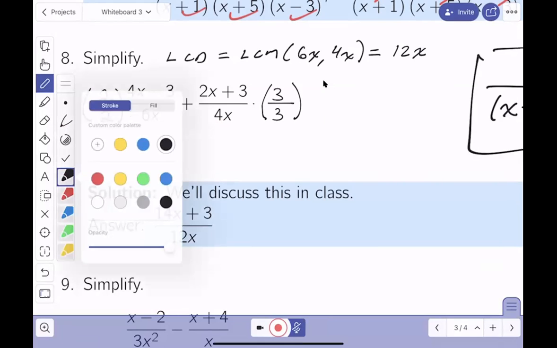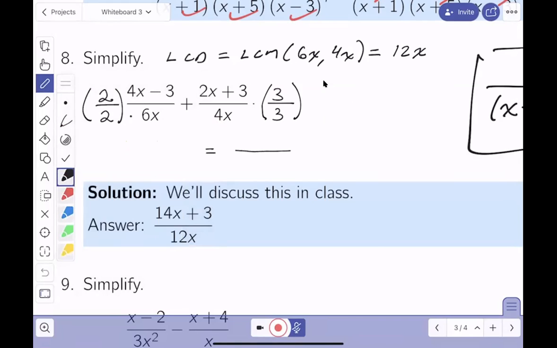Let's write the answer down now. I should say the answer to the work. 12x, 12x. All right, both denominators are 12x. What do you get for the numerators? 8x, because 2 times 4x is 8x, minus 6. What do you get next? 6x plus 9. Well, now we have the same denominator. All we have to do is numerator arithmetic. 8x plus 6x is 14x. Let's see, minus 6 plus 9 is plus 3.